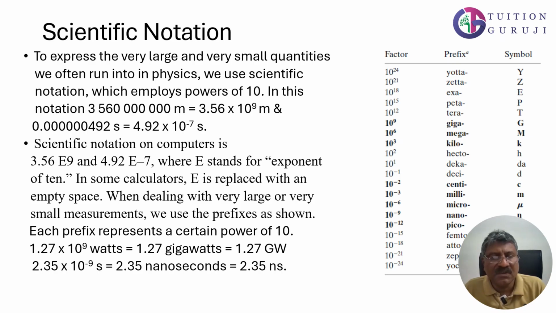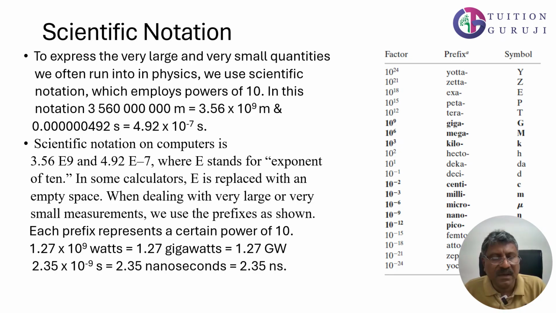In computers, scientific notation is normally expressed as, for example, 3.56E9. For exponentiation we use E, or maybe 4.92E-7, like that. E stands for exponent of 10. In some calculators, instead of E, a space is given.